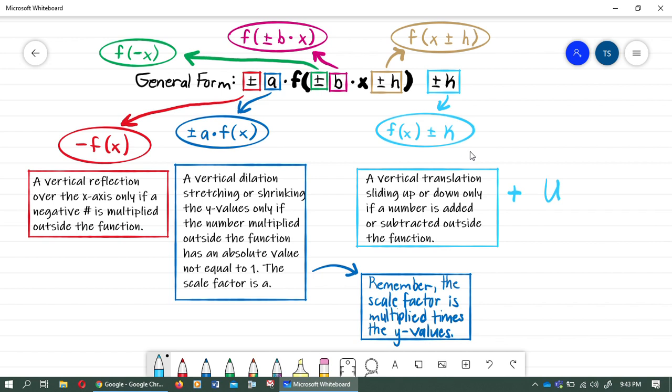So for vertical translations, if we are adding some number on the outside, it's going to cause your function to be shifted or slid up. And if it is subtracting some number on the outside, then it will be a slide or shift down.